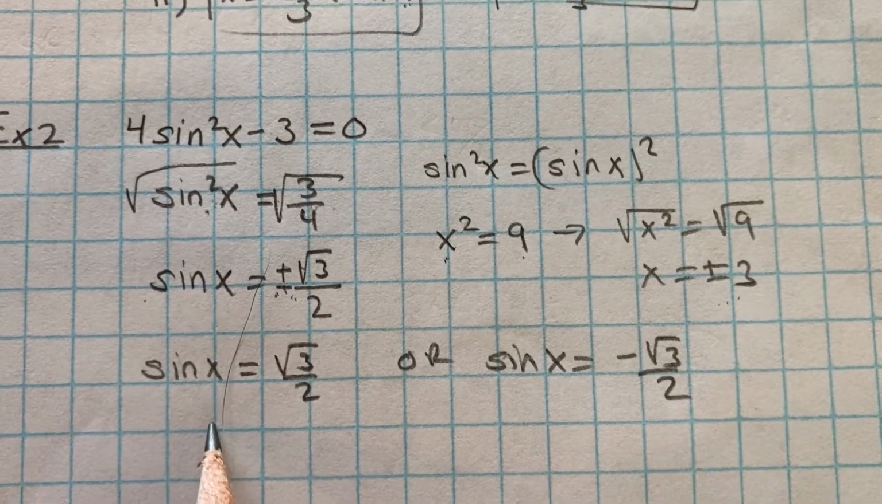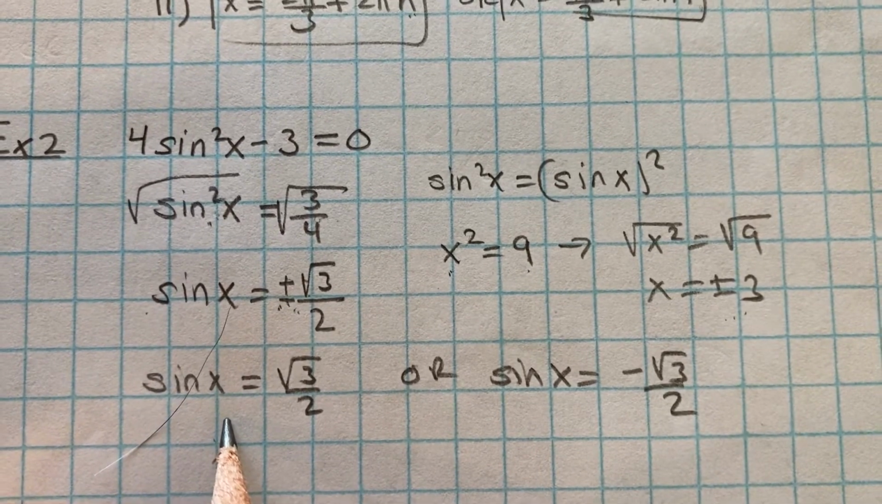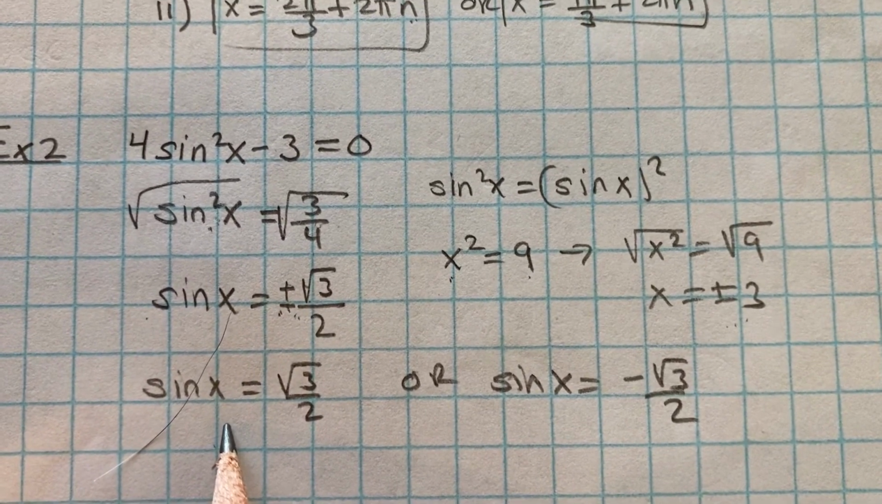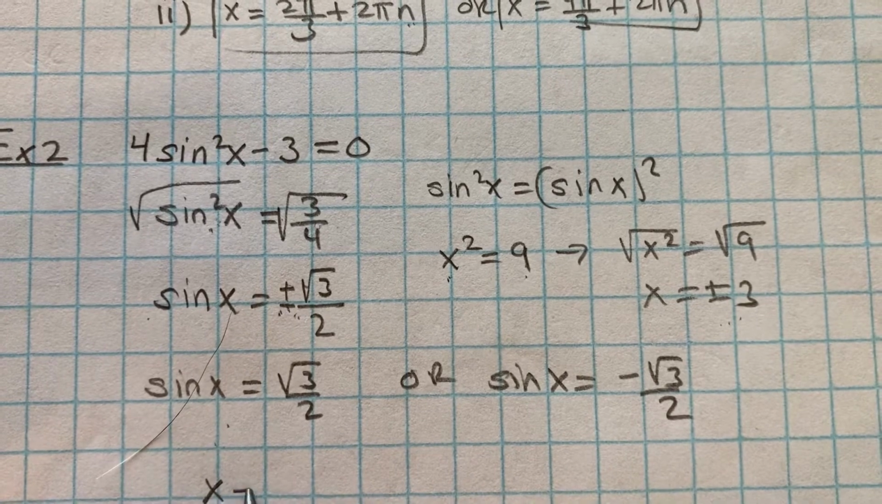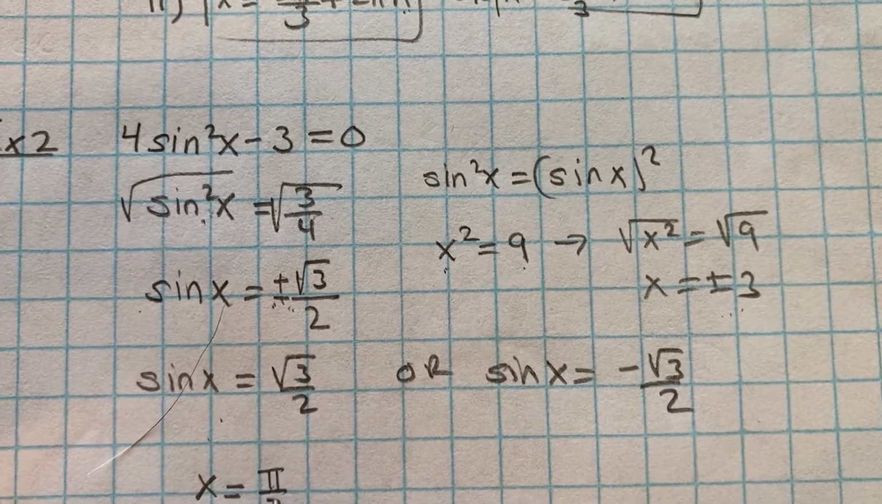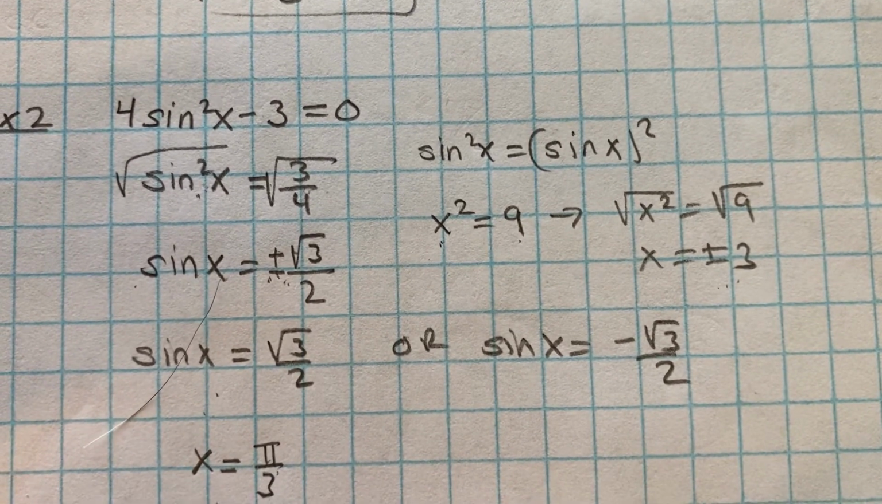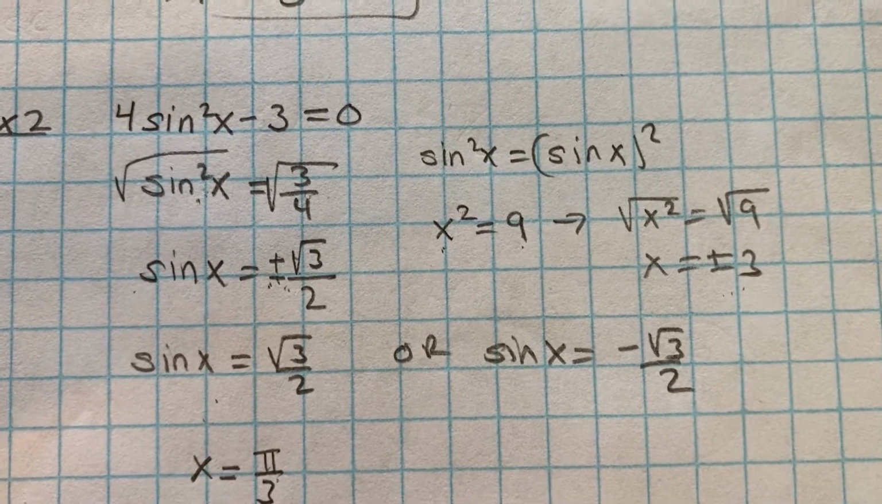Okay, so where exactly is sine positive? Sine is positive in quadrants 1 and 2, right? So if you write sine of pi over 3 for quadrant 1, x is equal to pi over 3. For quadrant 2, x is equal to 2 pi over 3.